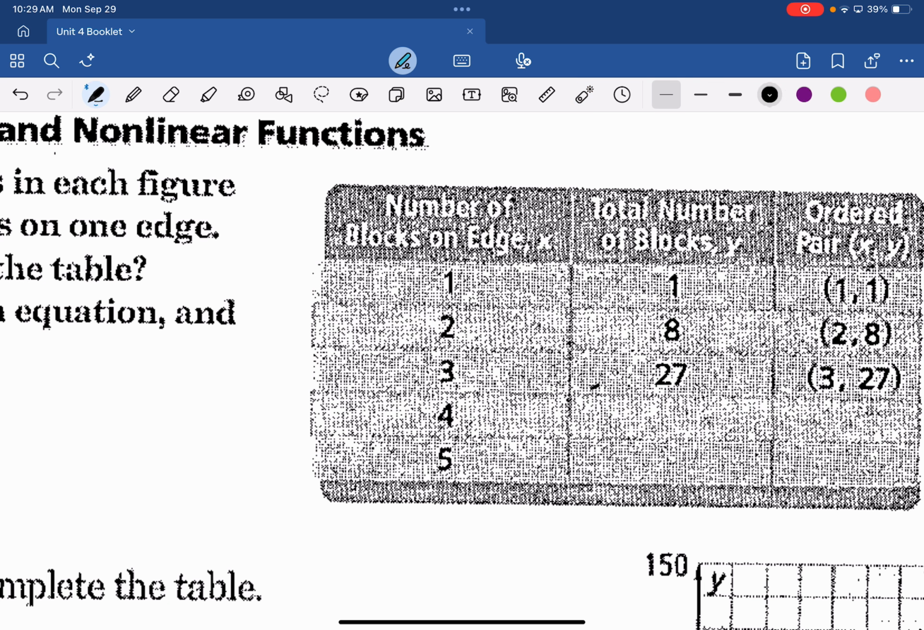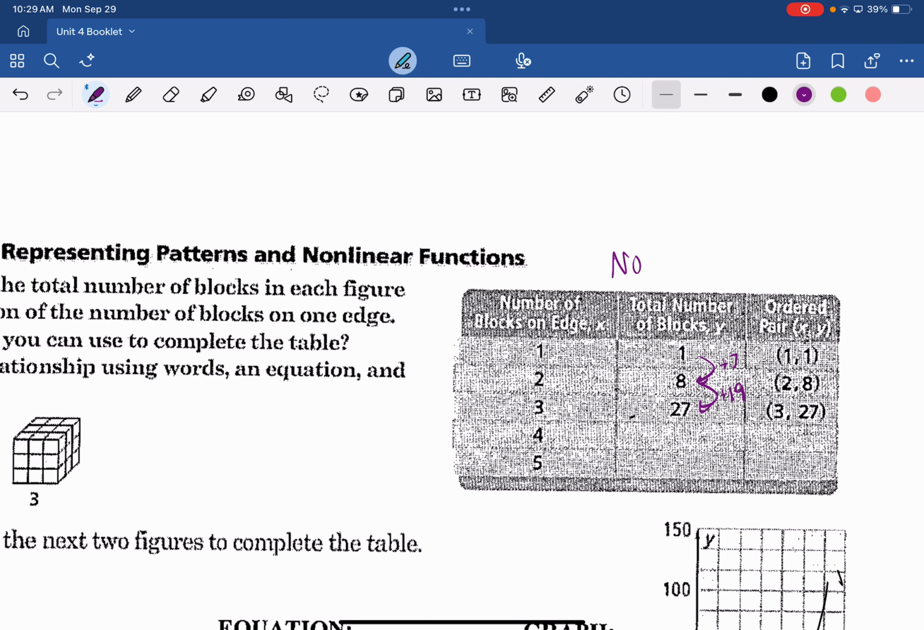Now, if you sit here and notice, we go up 7, and then we make a huge jump. We go up, what would this be? 19, I think. Yeah, 19. We go up 19. So right away, we know it's nonlinear. But that doesn't mean there's not a relationship. We just know it's not a linear one.